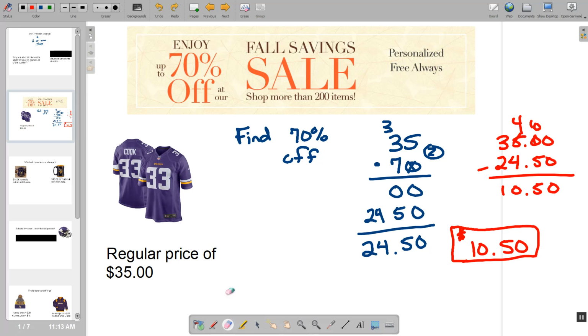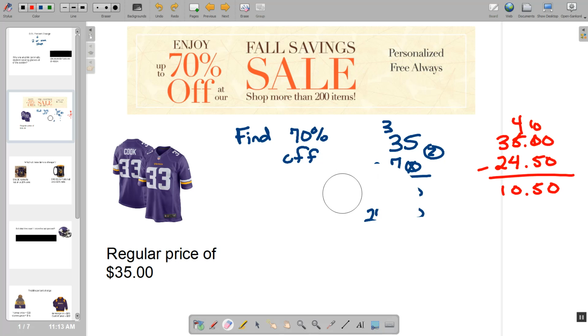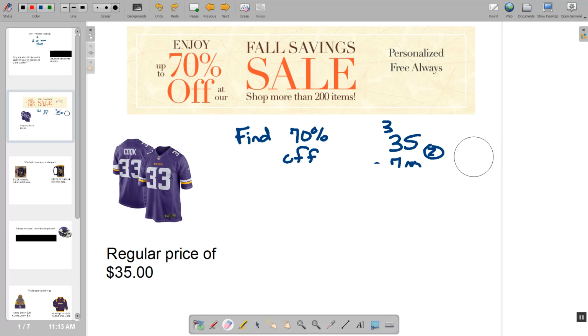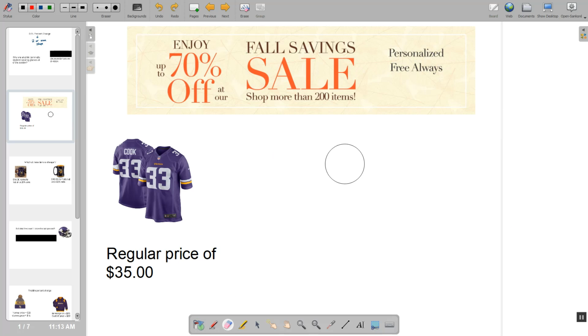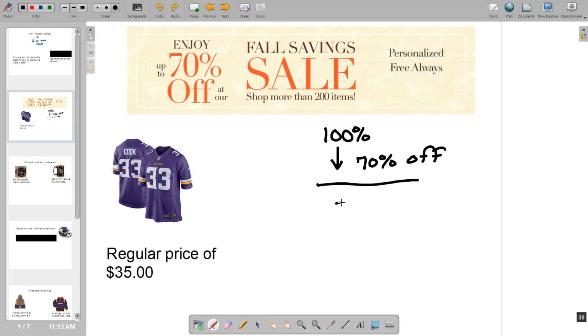Now there is another way to find 70% off of a number. And I would say this one's a little bit faster, but a little bit harder to understand. So you got to stick with me for a second here. If we originally look at a number, 100%, that is our regular price. That's what we started at. And if we want to find 70% off of 100%, that means we have 30% left.